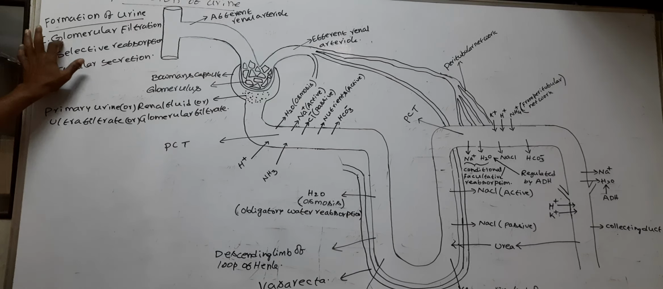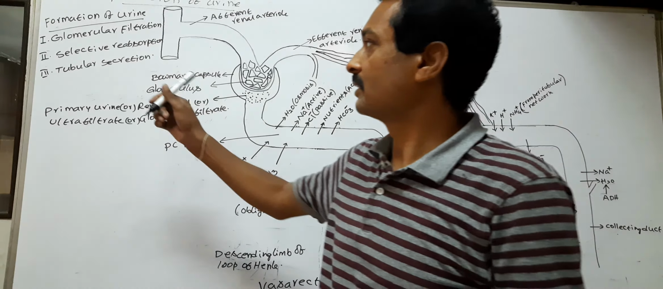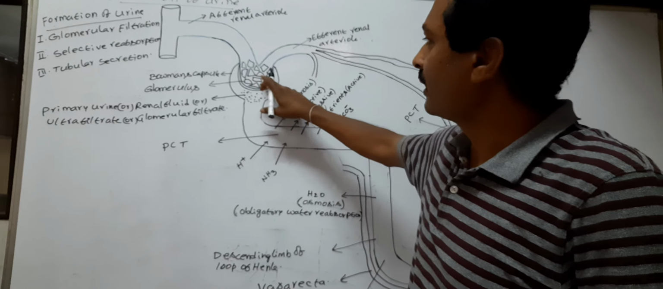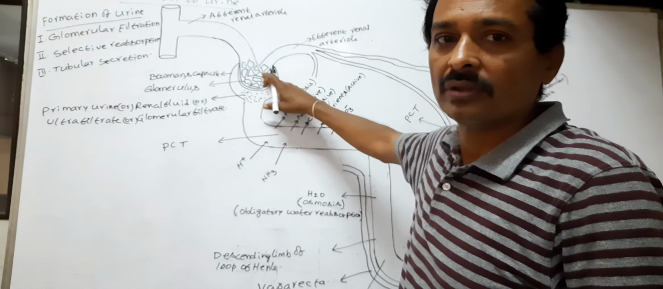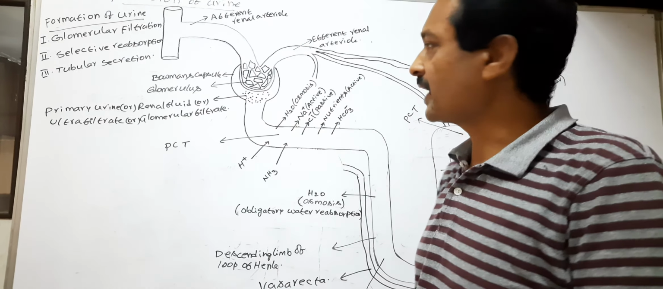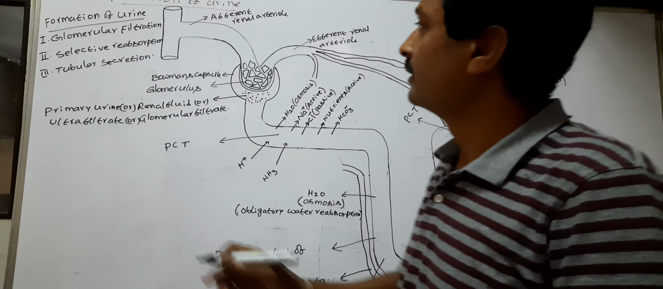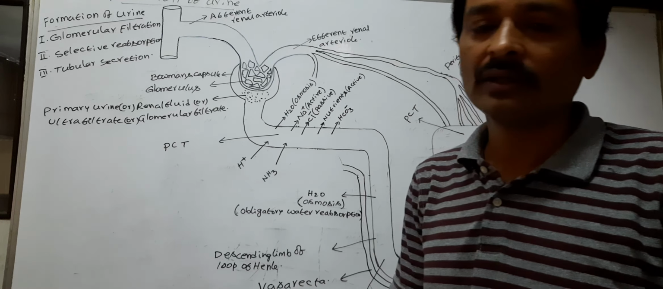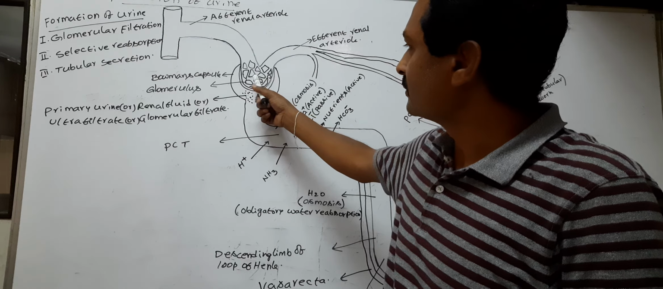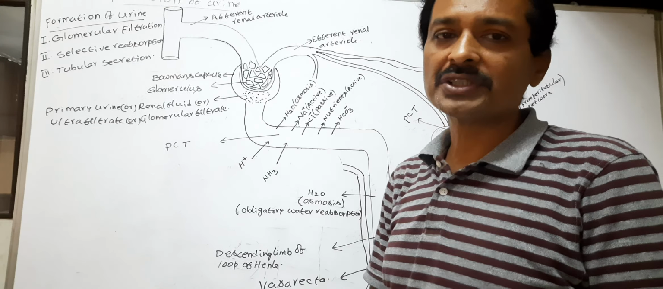We already completed glomerular filtration in the previous class. Glomerular filtration means the blood is filtered from the glomerulus into the lumen of the Bowman's capsule through the filtration membrane. This is called glomerular filtration.